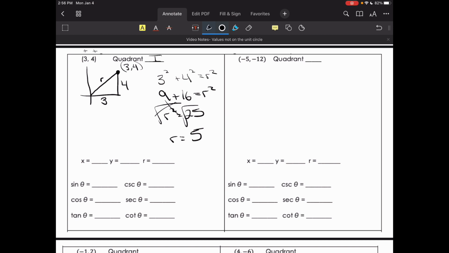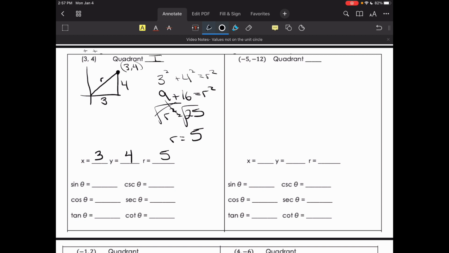Now, just to put all of our info in one spot to make things a little easier, I know that the x is 3, the y is 4, and then I just found that the r is 5. And if you remember back to your geometry days, this is a special right triangle, right? This is a 3, 4, 5 right triangle.